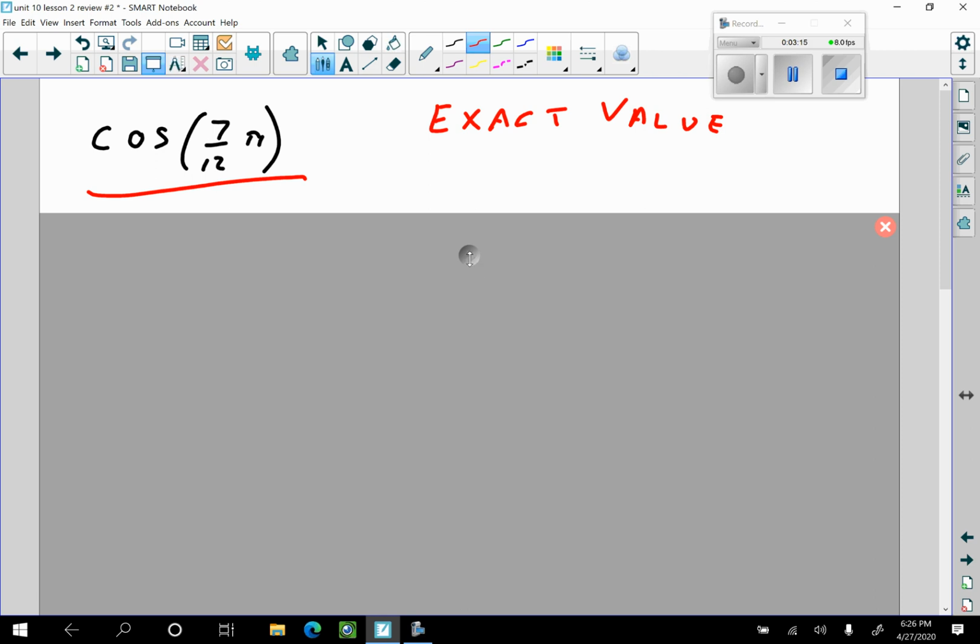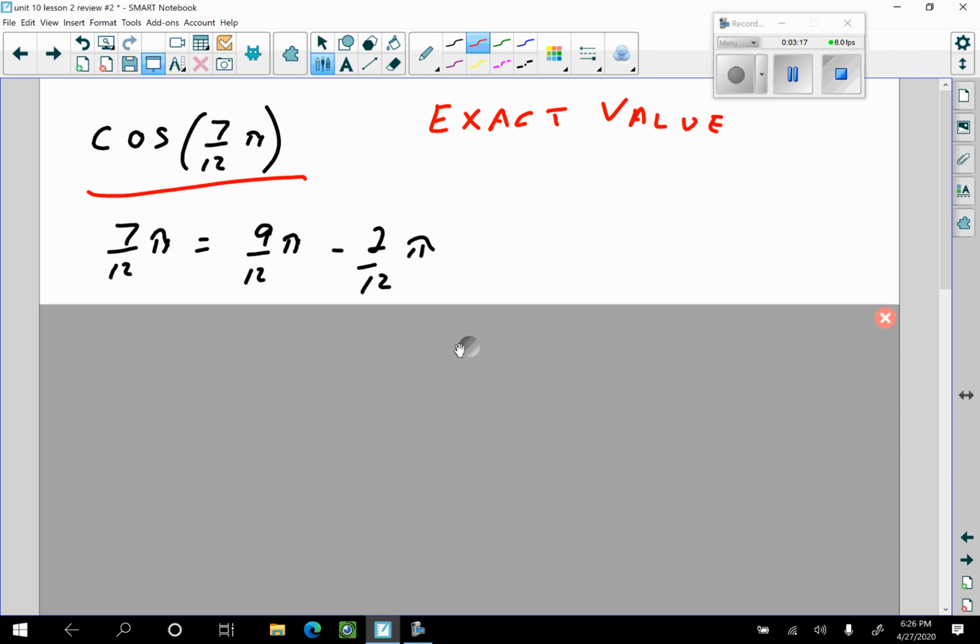The first thing I want to realize is that 7/12 pi is the same as 9/12 pi minus 2/12 pi. This is a true fact. You may have to pause the video because I have these problems already worked out, so there's going to be time that you might have to pause the video just to catch up with your notes. Okay, so I want the exact value of cosine of 7/12 pi. I know that 7/12 pi is 9/12 pi minus 2/12 pi.